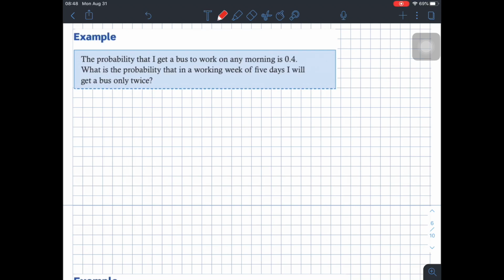It says the probability that I get a bus to work on any morning is 0.4. What is the probability that in a working week of 5 days I will get a bus only twice? Okay, so let's identify first of all our information. The first thing we have is a probability, right? The probability that I get a bus. So we're gonna call that the probability of success. So P, the probability of success, is 0.4.